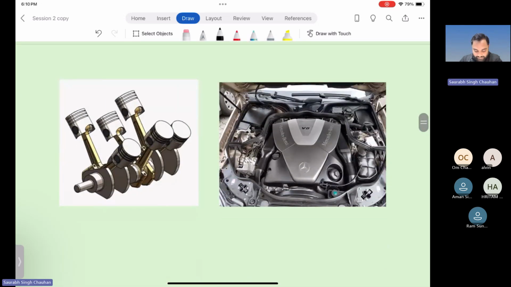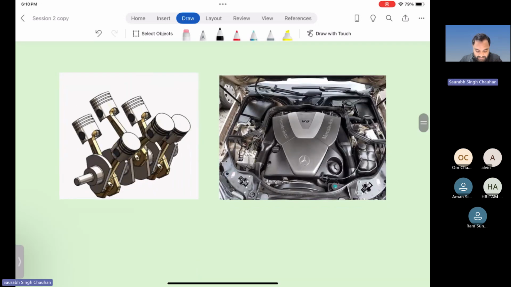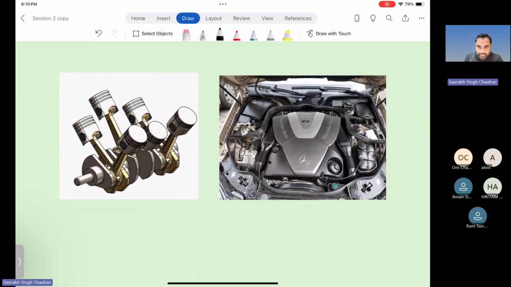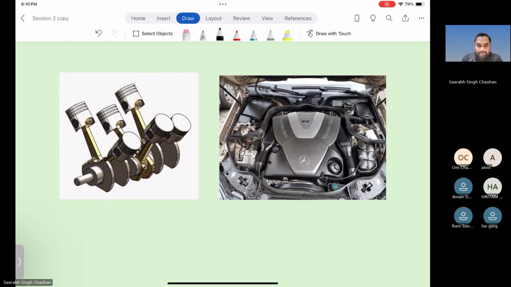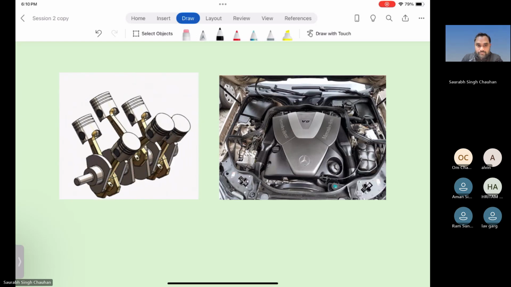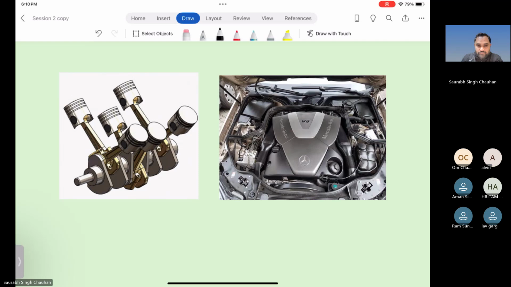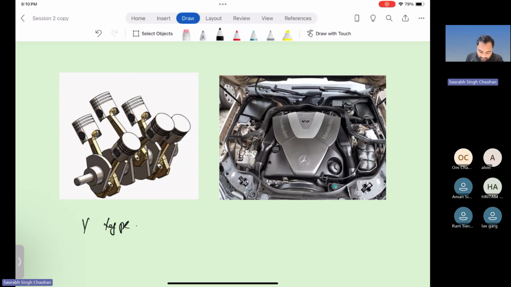There is one more type of engine I have shown. So which type of engine is this? Sir, V6. Yes, this is V type of engine. So you know what are V type of engines?